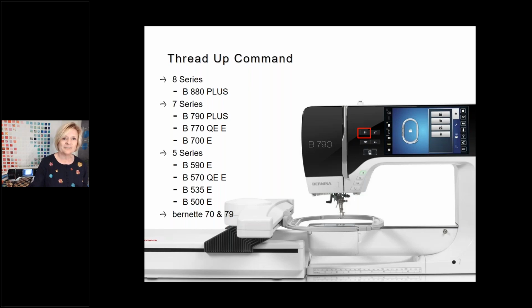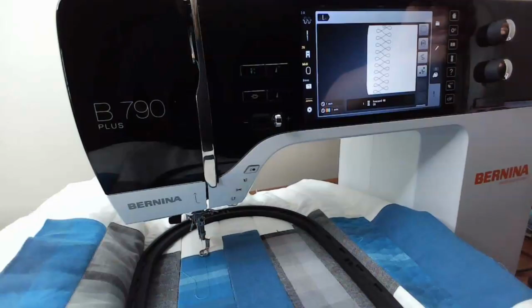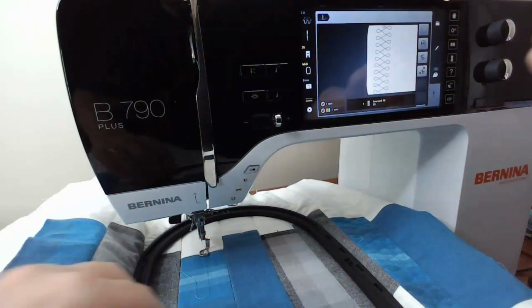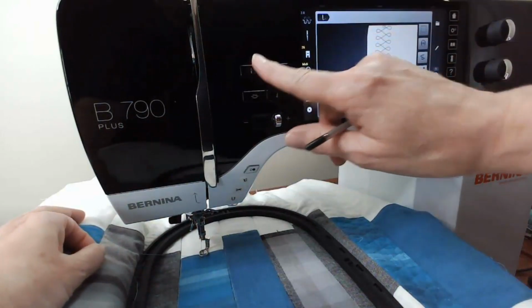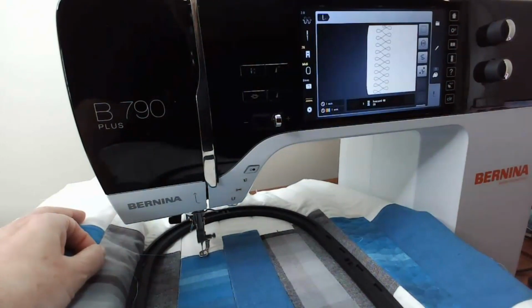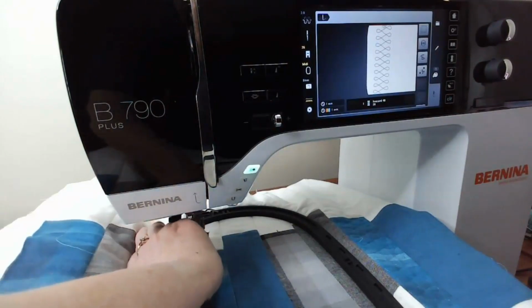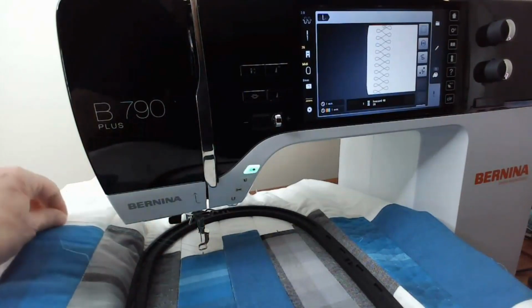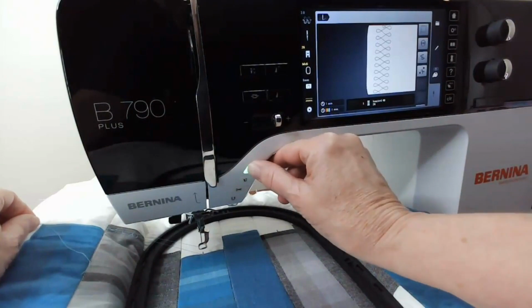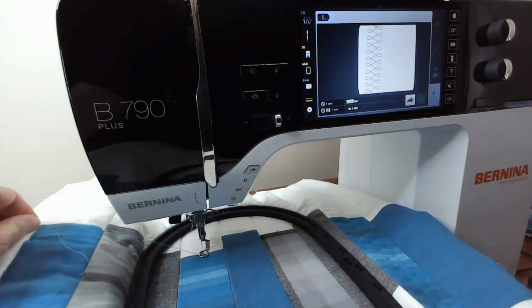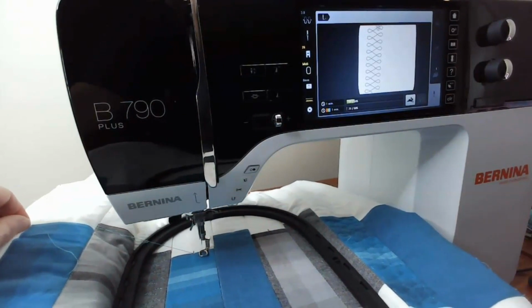Let me turn it on. Activate the thread up command by selecting the needle up and down button, and then the needle will go down, take one stitch, the presser foot will rise, then you can grab the lower thread and bring it to the top and begin your stitching. This prevents your threads from being caught on the bottom of your fabric.